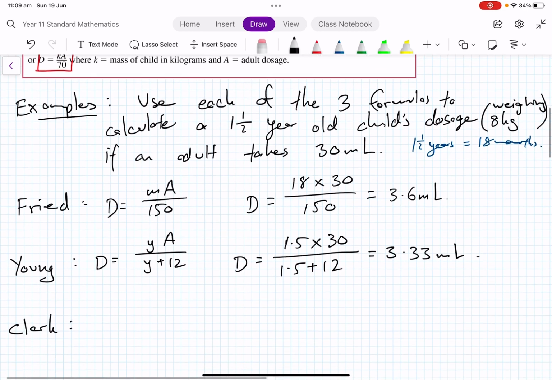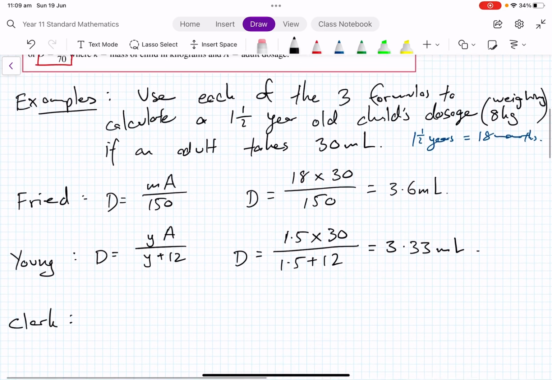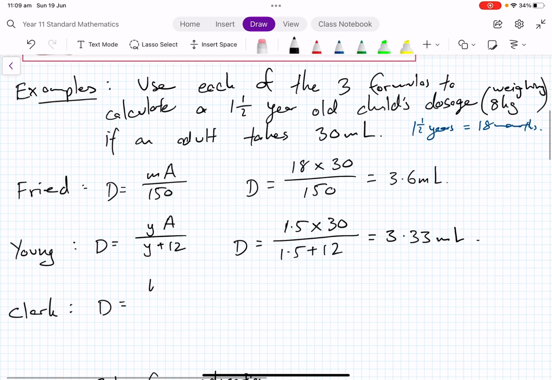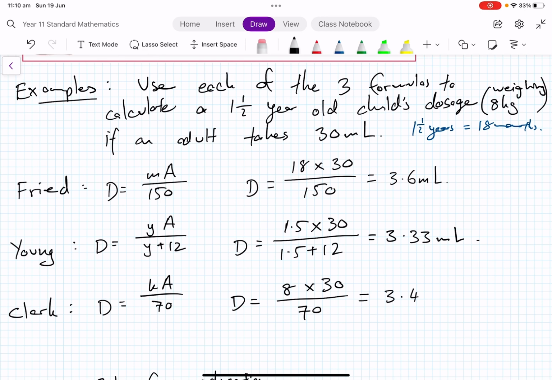All right. So let's say they weigh 8 kilograms. So this one's going to be D is equal to, we go up the top a bit, K times 30 over 70, K being the weight in kilos. So D is equal to, if they weigh 8 kilos, 8 times 30 over 70, which is equal to 8 times 30 divided by 70, 3.42, or 3 in this case, milliliters.